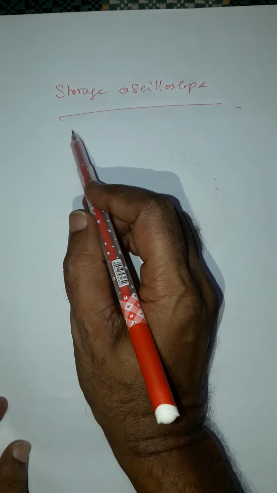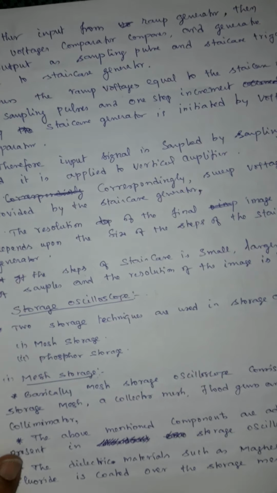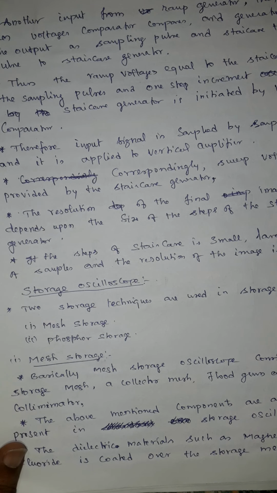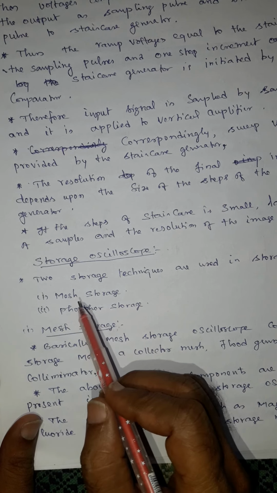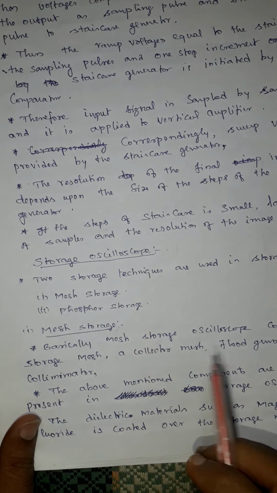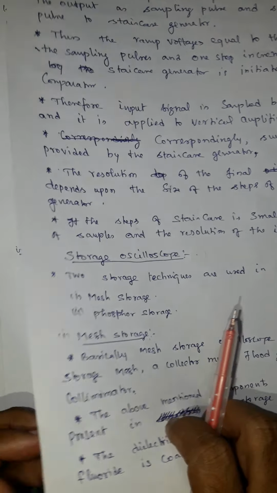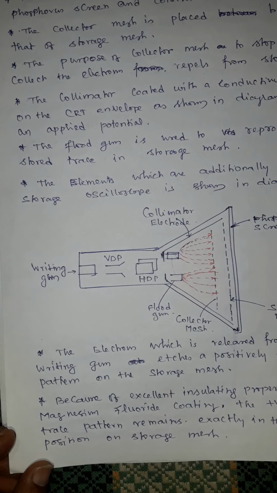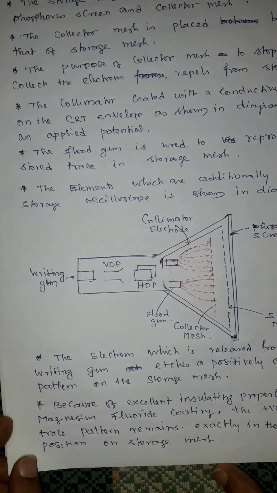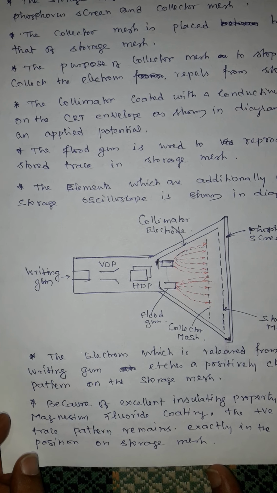Now the topic is storage oscilloscope. There are two techniques used in storage oscilloscope. One is mesh storage, another one is phosphorus storage. Let me tell you the basic concept behind the storage technique. Nowadays we have digital systems and memory, and we can store a lot of data.